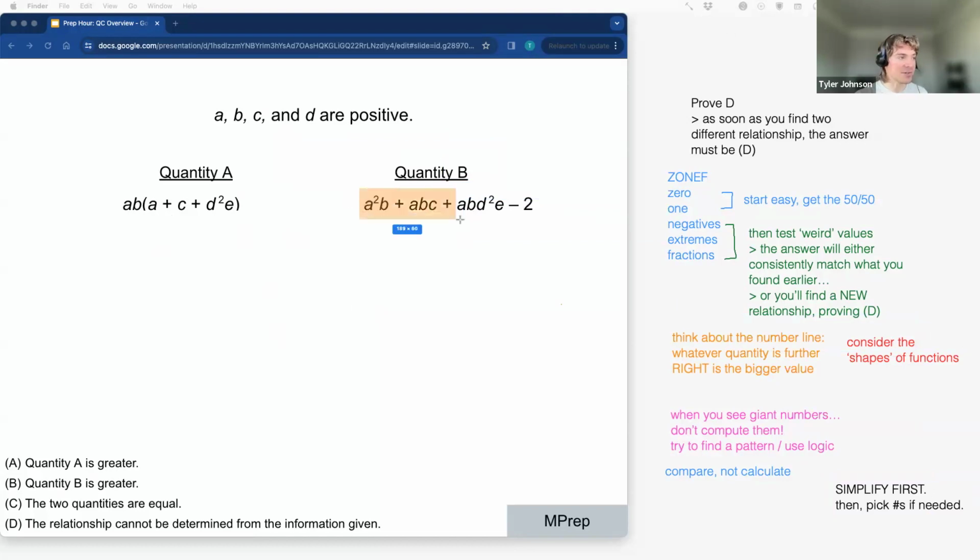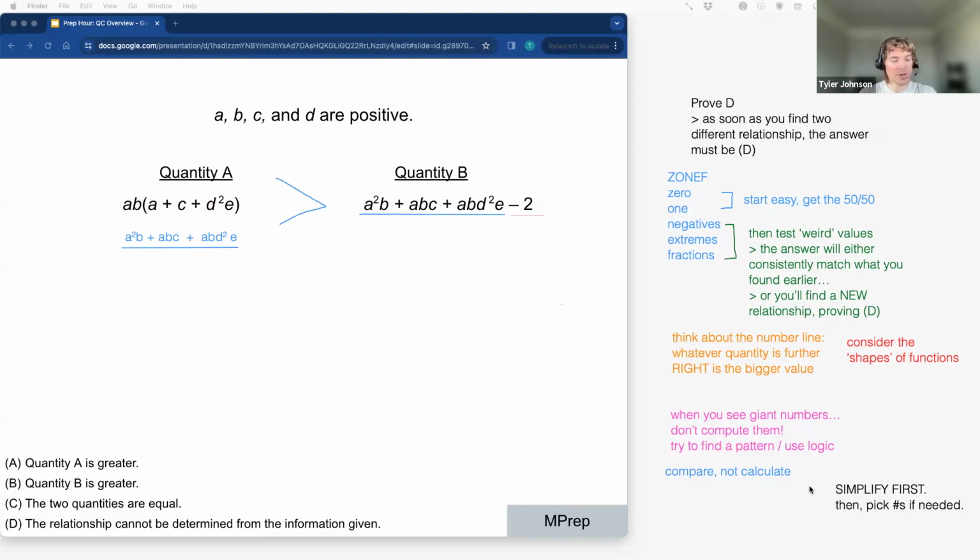And if your number sense is strong, you'll start to see that there's a pretty big connection between these elements of quantity A and quantity B. If I distribute that AB through the parentheses, then I'll get something that is identical to that first chunk of quantity B. Once you realize that these two pieces are exactly the same, the fact that we're subtracting 2 from quantity B, that's going to cause it to move further left on the number line, and that ultimately leaves quantity A as the bigger value.